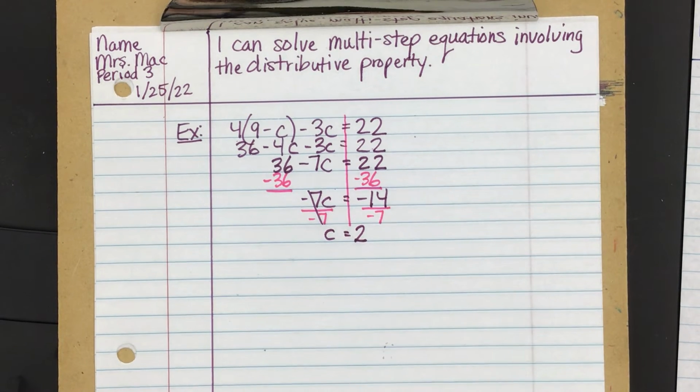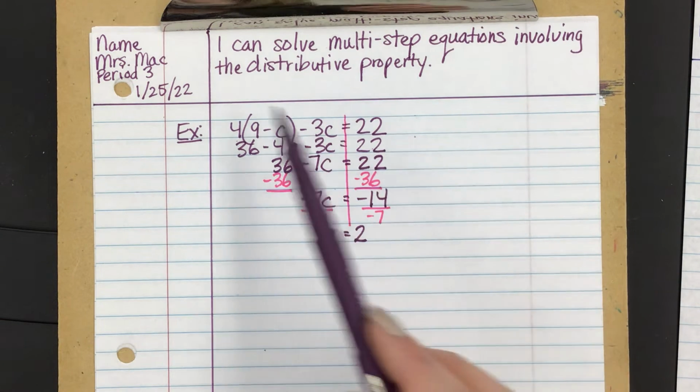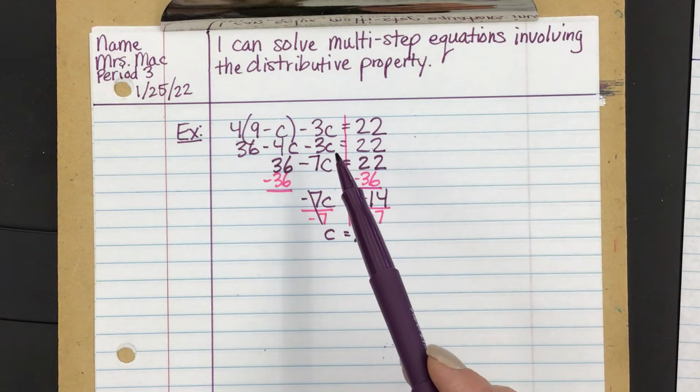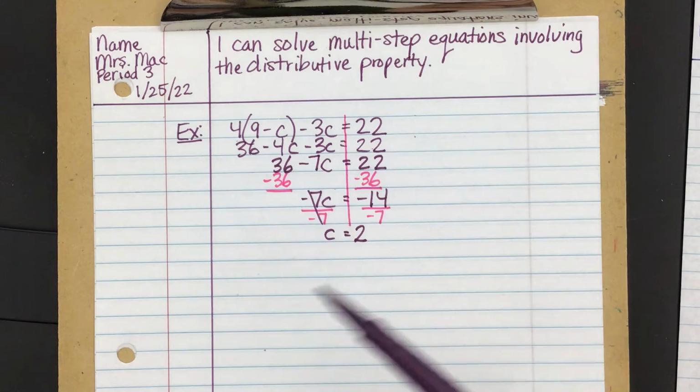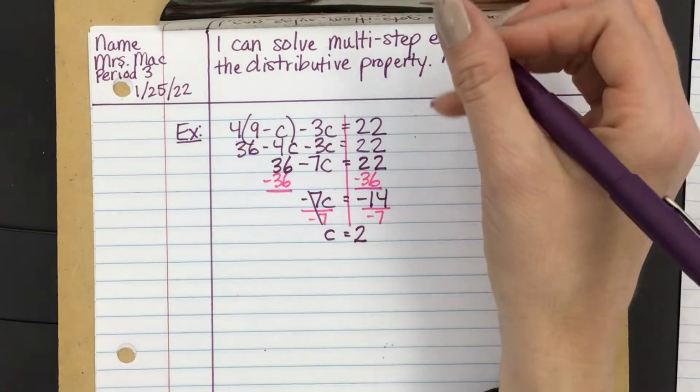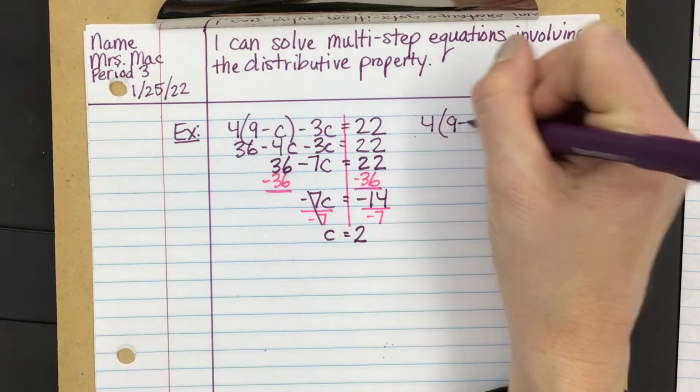Now I do want to make sure that I did my work correctly, so I'm going to plug it back into the original equation. You don't want to plug it in to anything after you've started the process, because if you made a mistake on the very first step, then you're going to check your answer. It's going to show up right even though it's not. So we go back to the first equation that you started with, and we're going to plug in 2 for c.